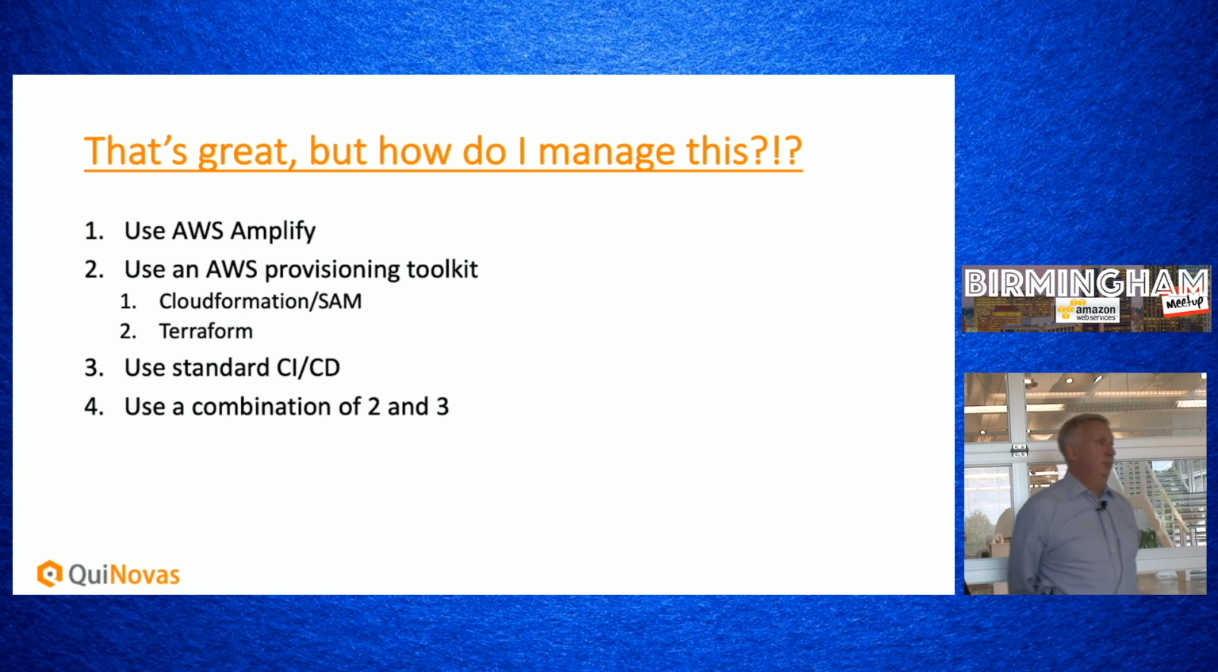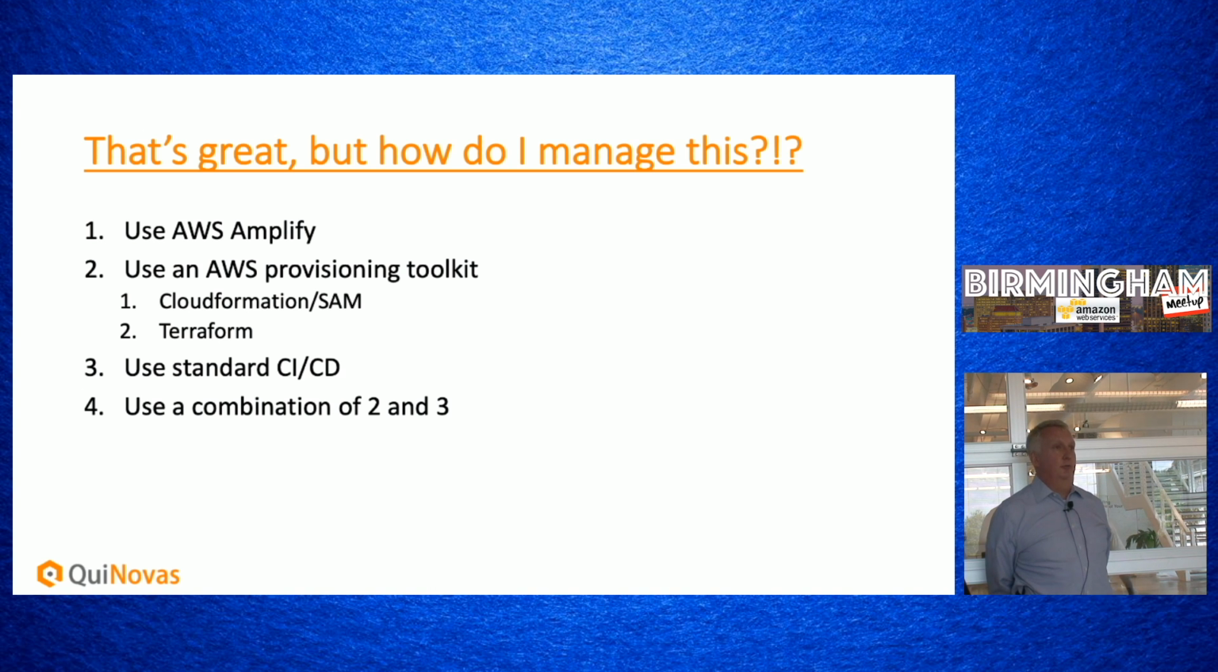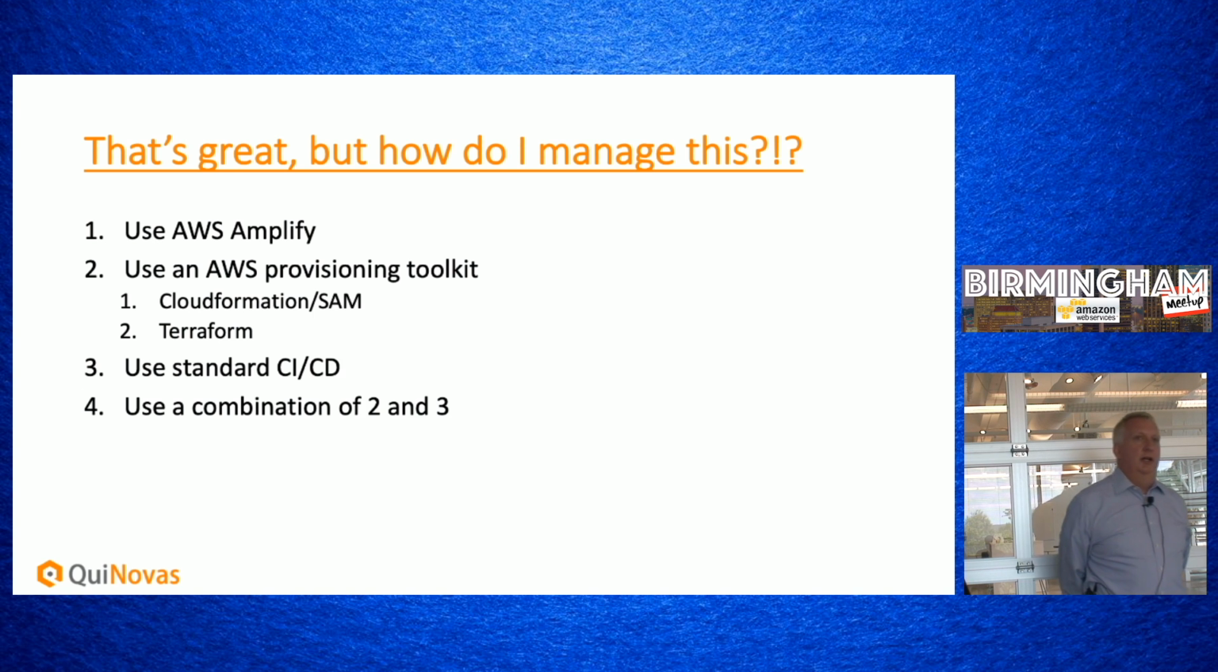The second way to do it is you can use an AWS provisioning toolkit. So this would be predominantly CloudFormation or Terraform. And you can build all of those pieces that I talked about with that toolkit. The challenge that I have with that is that puts code deployment into your provisioning toolkit, because your schemas and your resolvers really are code.